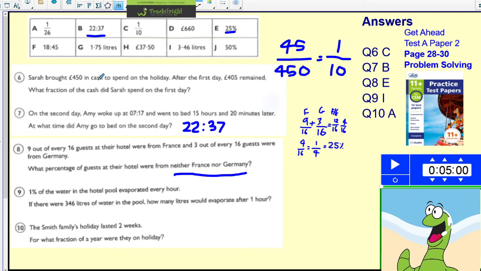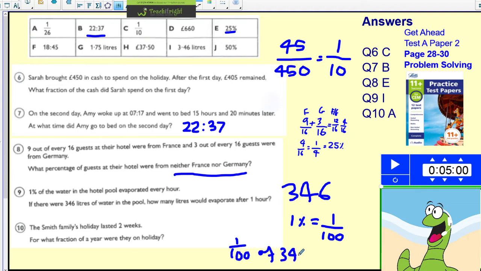9. 1% of the water in the hotel pool evaporated every hour. If there were 346 litres of water in the pool, how many litres of water would evaporate after the 1 hour? Well, 1%. So what is 1% of 346? Well, 1% is to divide by 100, because 1% means 1 out of 100. As we know, if I asked you for 100th of 346, you times by the 1, which doesn't change it, and you divide by the 100. So what we're doing here is dividing by 100.